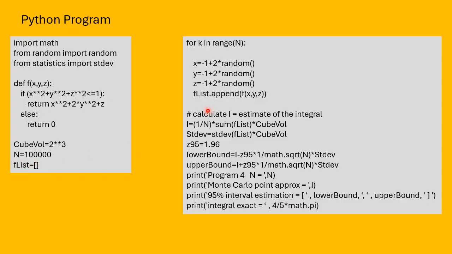And now let's see how we can calculate the estimate of the integral. The estimate of our integral is 1 over n times the sum of flist times the cube volume. So basically we're adding up all of the values of f that we computed.